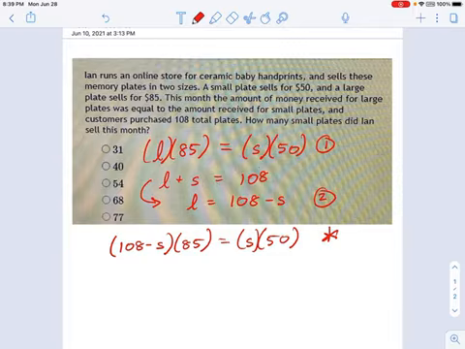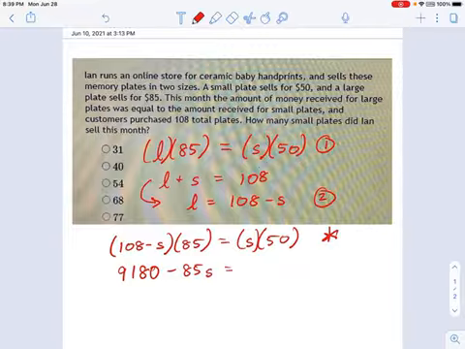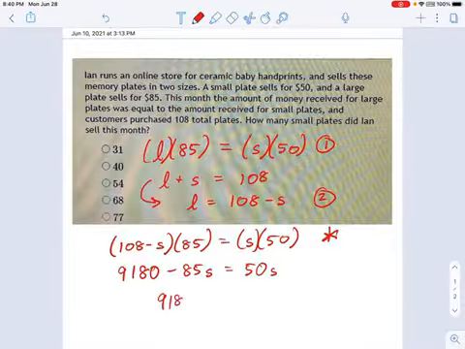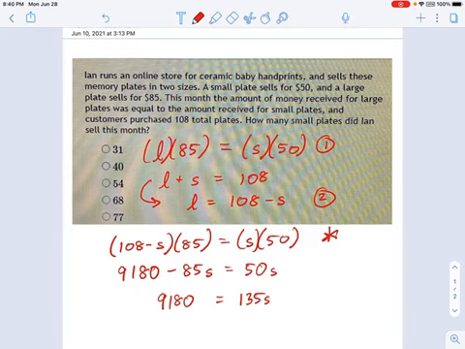So this is going to require a calculator because I need to know what 108 times 85 is. So 108 times 85 is 9,180 minus 85S equals 50S. Well, keep on working with that. That's 9,180 equals 135S. See, I added 85S to each side. And now we divide each side by 135. And that gives you S equals 68.